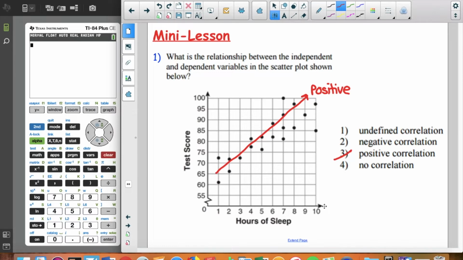So I can get rid of 3. Now, this also does kind of look like a line. Since it looks like a line and not just a mess of dots. Oh, I'm sorry. I don't know why I just crossed out 3. I meant to cross out 2. It can't be 2 because it's not negative. Since this kind of looks like a line and doesn't look like a mess of dots, there's clearly a correlation there. So it can't be no correlation and it can't be undefined. So it's going to be 3, a positive correlation.